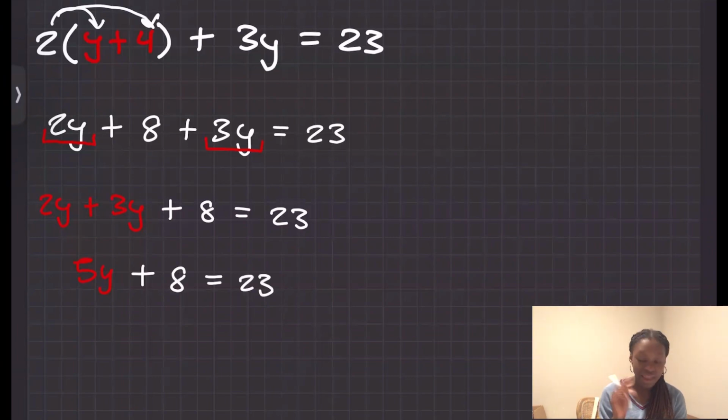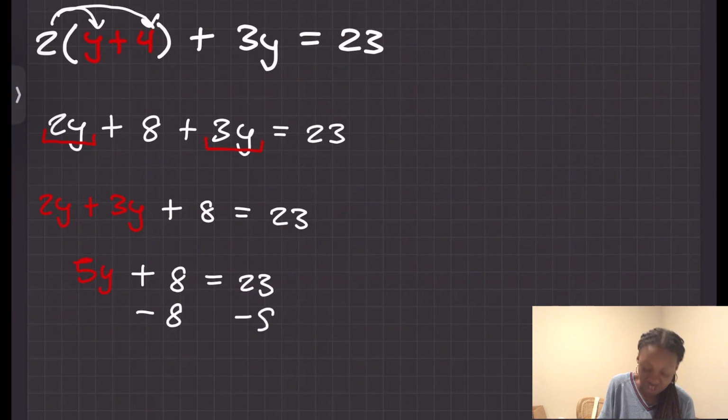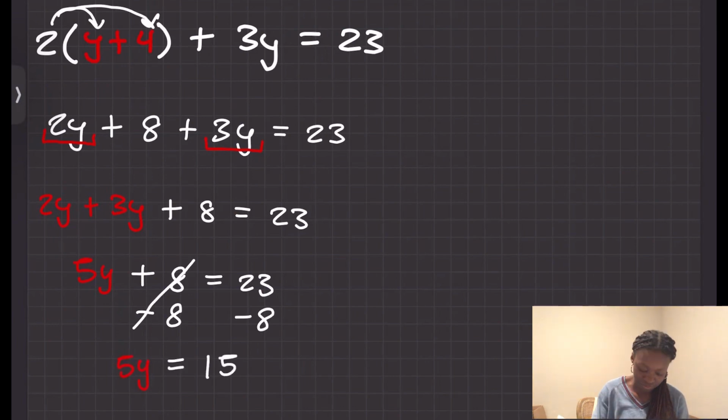Now, I've put my y in red just so you can see it, but we want to get our y on one side of the equation, and we want to get the terms that don't have a y attached to them on the other side. So I'm going to take my 8 and get rid of it by subtracting 8, doing the opposite operation. I get rid of the 8, and now I just have 5y equals, I believe, 15. 23 minus 8 is 15, right?